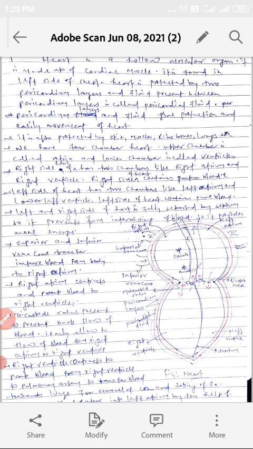SA node, meaning sinoatrial node, is present on the right atrium. It is also called the pacemaker. It gives signals for systole and diastole of the heart. AV node, atrioventricular node, is present below the SA node. It is found in the right atrium. It is also called the pacesetter and helps in systole and diastole of the heart.